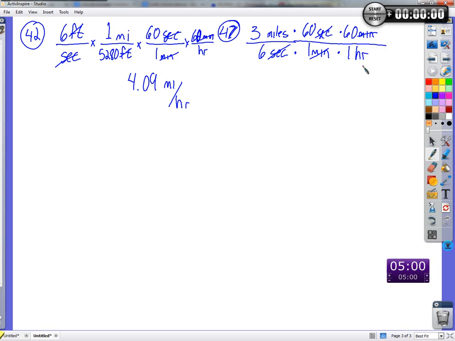So we just do 3 times 60 times 60 and divide by 6. Or we could even just cancel that 6 with that 6. That's a 10. 3 times 10, 30 times 60. 1,800 miles per hour. That's fast. Scary fast.